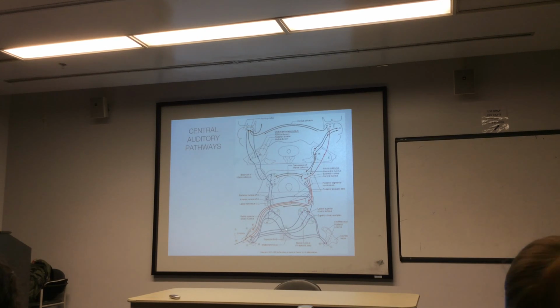And the fibers that cross here in the trapezoid body, some of them will synapse here and then project to the superior olivary complex, and those carry inhibitory information from the opposing ear. So either way, when you get to the medial superior olivary complex, this is going to be the first site where you get information from both ears. It's important for sound localization, and you'll see too that you still have that tonotopic representation, so low frequencies versus high. So from here, you're going to project up through the lateral lemniscus to the inferior colliculus.